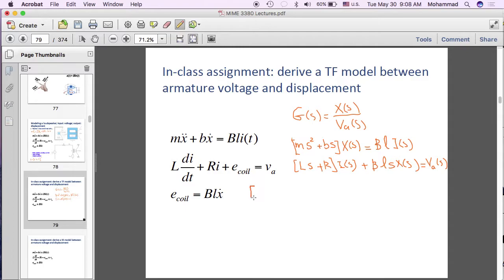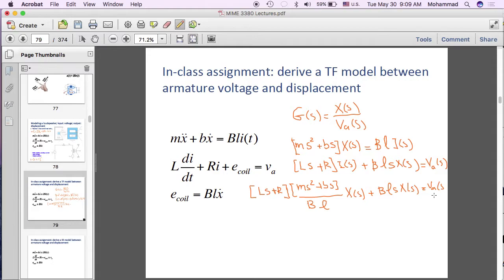So the first portion will just repeat, Ls plus R repeats. When we get to I of s, I'm going to write it as ms squared plus bs divided by capital B times L. And this entire expression is multiplied by X of s. And we're going to move to the second part and write B times L times X of s. That is equal to VA of s.